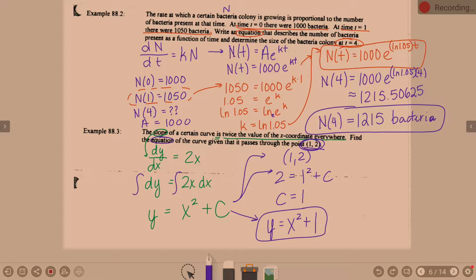Okay? Up in example 1, we had a general solution because we just had to leave it as plus c. I couldn't go any farther. Right here, I was given information that I could use to find c, so I had a more specific solution. Okay, moving along.